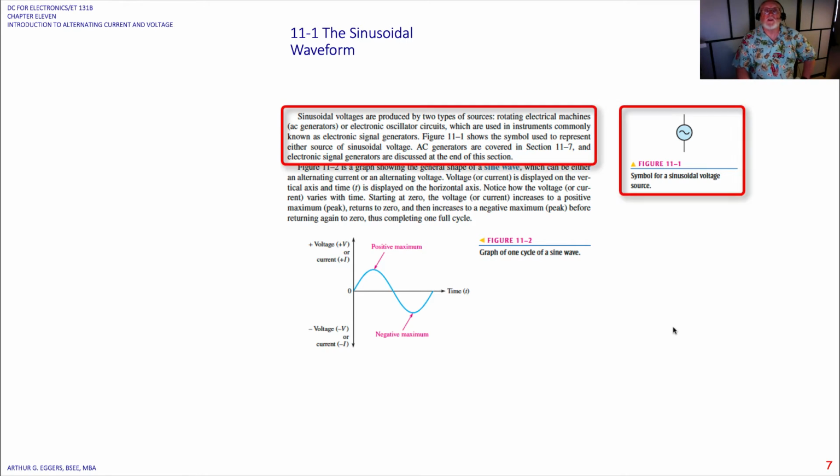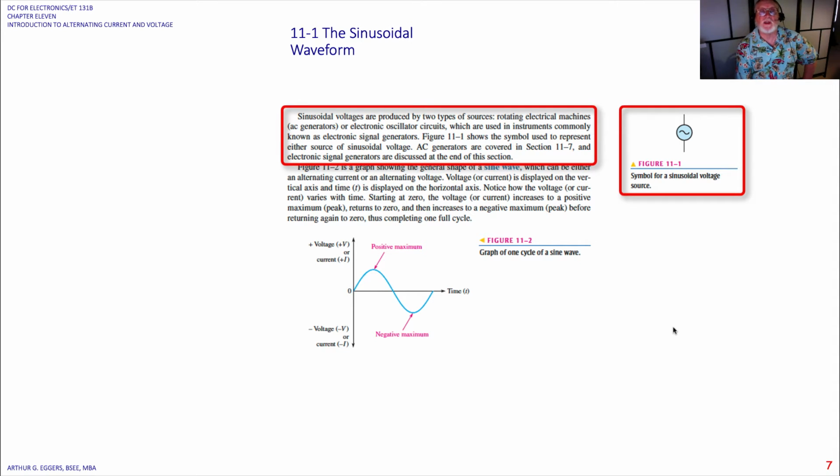So sinusoidal voltages are produced by two types of sources: rotating electrical machines, AC generators, or electronic oscillator circuits, which are used in instruments commonly known as electronic signal generators, something that you will encounter in your labs. When you do your lab work, you're going to encounter those electronic devices that create AC signals. AC generators are covered later in this section.